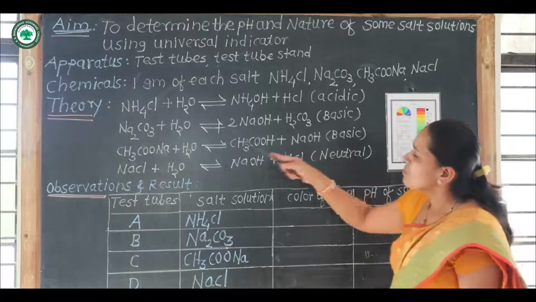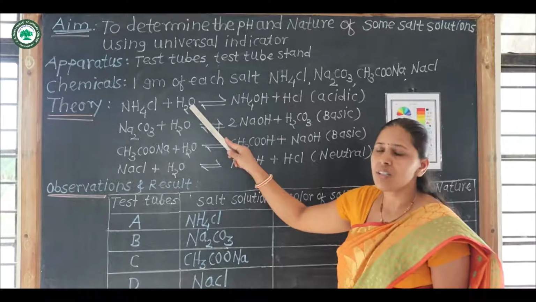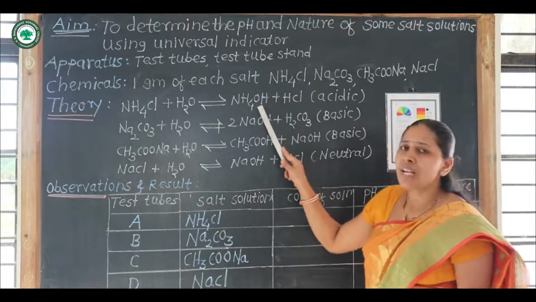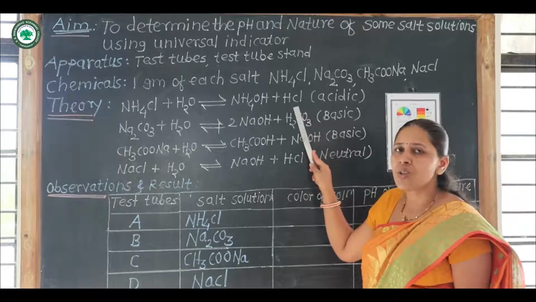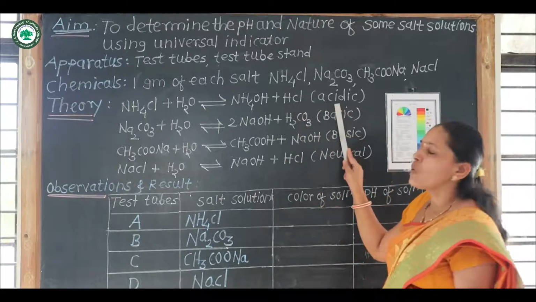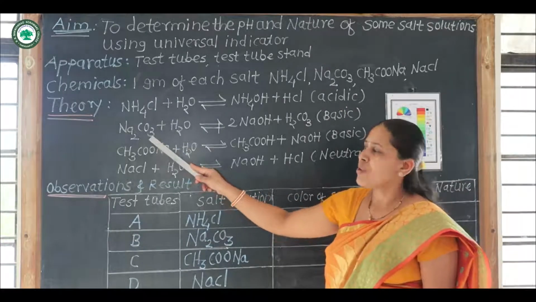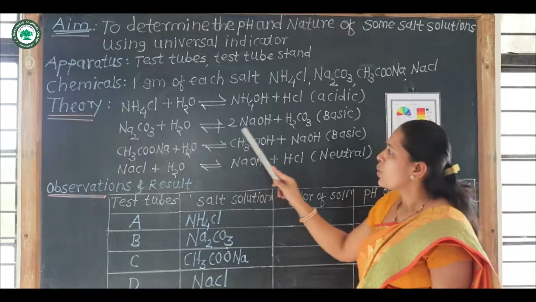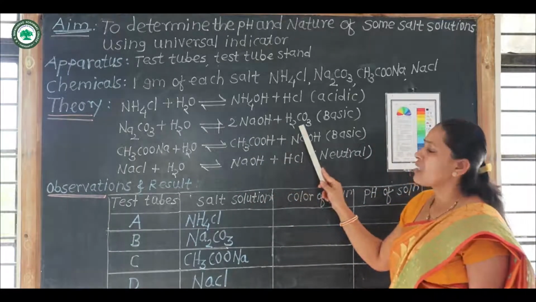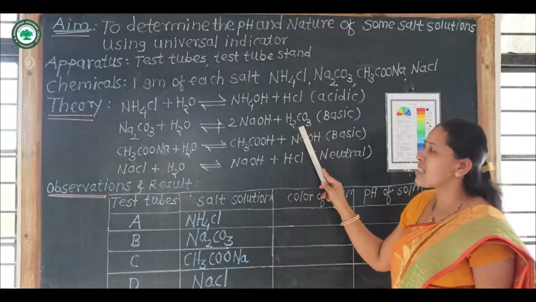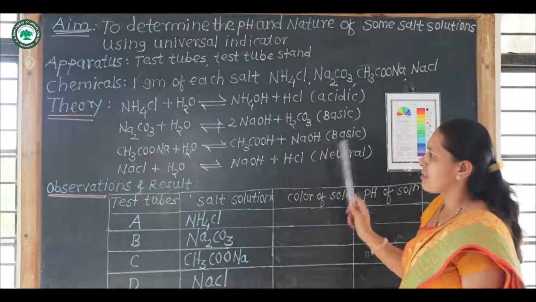First, ammonium chloride is dissolved in water to form ammonium hydroxide, which is a weak base, and hydrochloric acid, which is a strong acid, therefore its solution will be acidic. The second salt is sodium carbonate. When dissolved in water it forms sodium hydroxide, which is a strong base, and carbonic acid, which is a weak acid, therefore the nature of this solution will be basic.